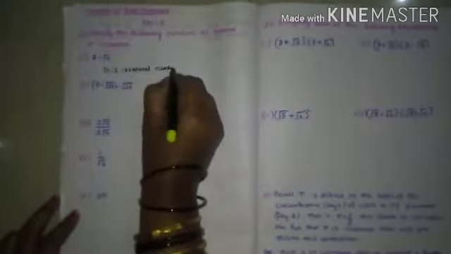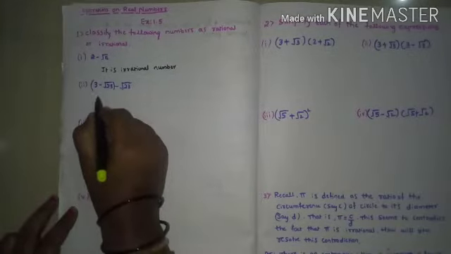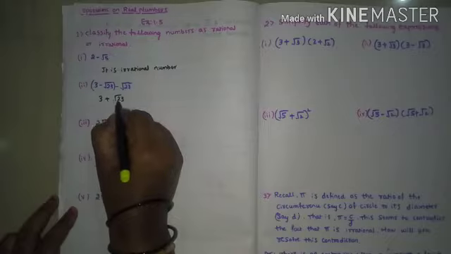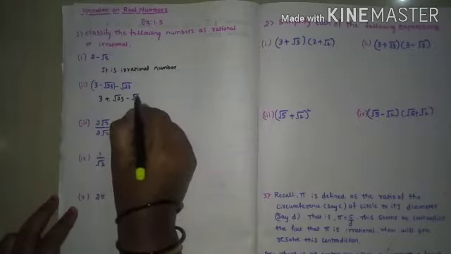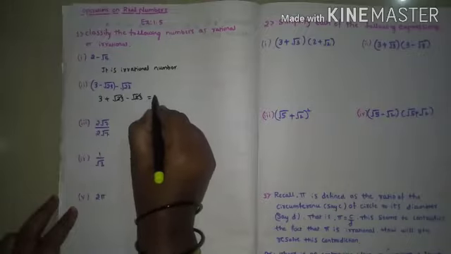Second one, you simplify this: multiply inside the bracket and simplify. 3 minus this minus will become plus root 23, and minus root 23. This plus root 23 minus root 23 will get cancelled, so we get the answer 3. 3 is a rational number. Therefore it is a rational number.